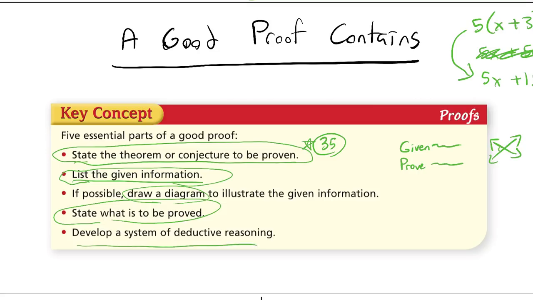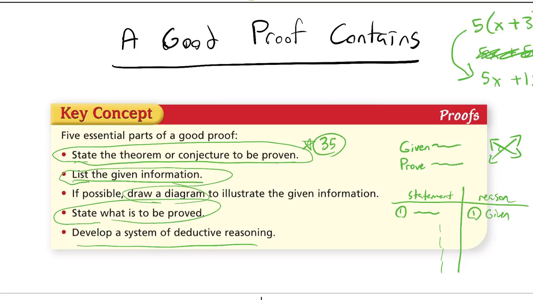And then you develop a system of deductive reasoning. So first, we're going to do 2-column proofs. So it's going to look like this. We're going to say a statement, and then we're going to justify it with a reason, right? So we're going to say, okay, 1, we were given this, and I can know that because that was given to us. And then we just develop the proof down below, and that's what we're going to practice in this video.